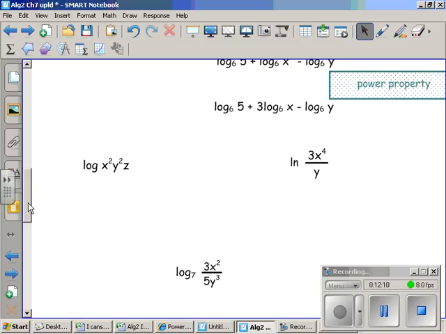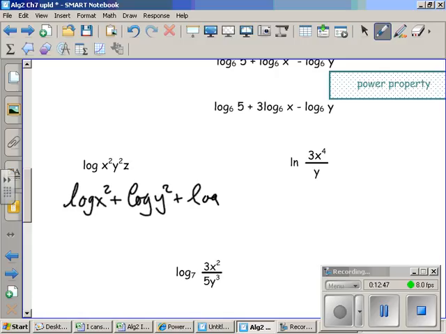All right, this one doesn't have any division, right? So we don't have to worry about division. It's all multiplication. So I can break it up into what kind of problem? Multiplication means addition. Right, so I can break this up into an addition problem. Okay, what's being added? Log of x squared plus log of y squared plus log of z. Good.